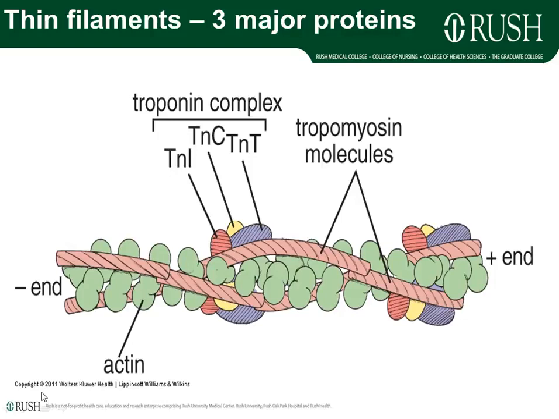This is how those are organized together. So actin is the light blue there, and the long rod-like tropomyosin is lying in the grooves, and the troponin complex is organized in various intervals along that filamentous strand.